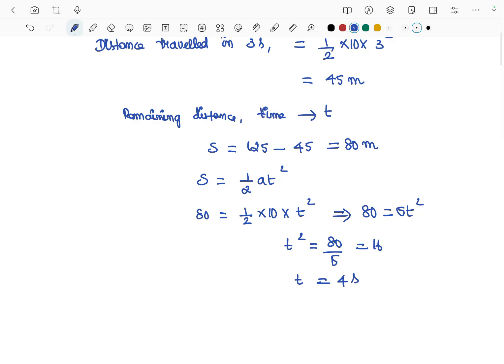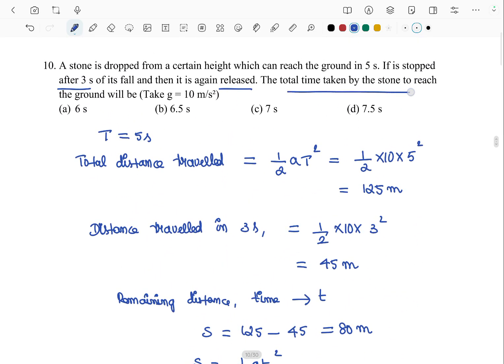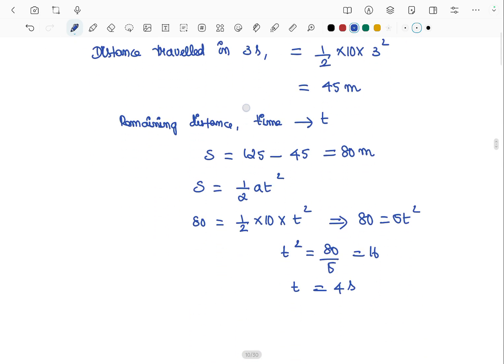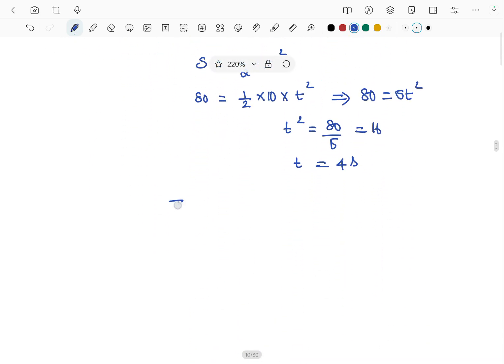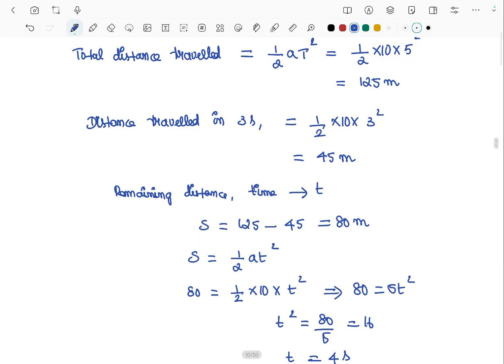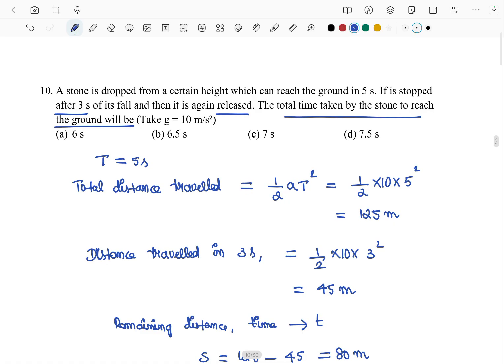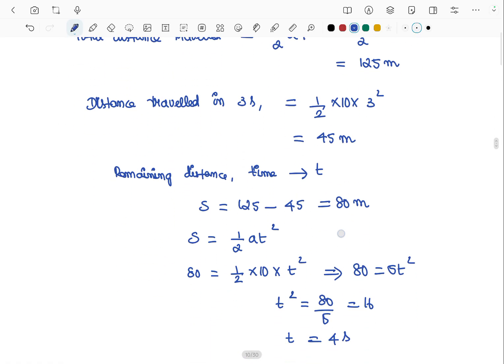Now the time taken to cover the remaining distance is 4 seconds. But what am I supposed to find out? The total time taken by the stone to reach the ground. Your total time will be 3 plus 4, because for 3 seconds it covers a distance of 45 meter. Again it has been stopped and released, and it takes 4 seconds to cover the remaining 80 meter. So totally 3 plus 4, which is 7 seconds. So 7 seconds should be your answer, which is option C. Thank you, students.